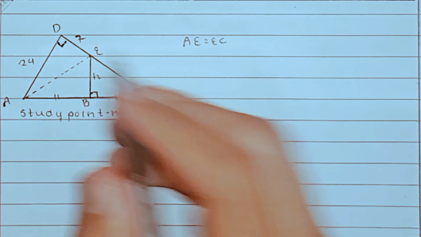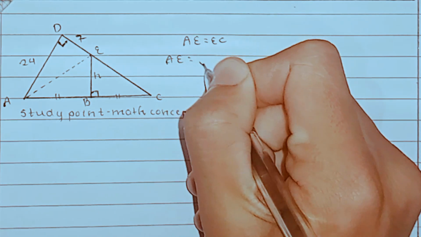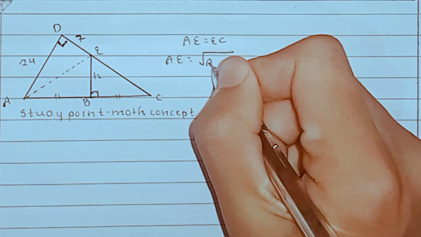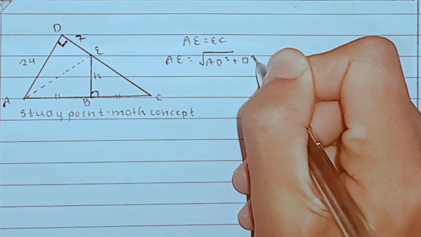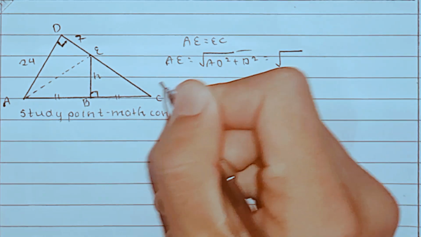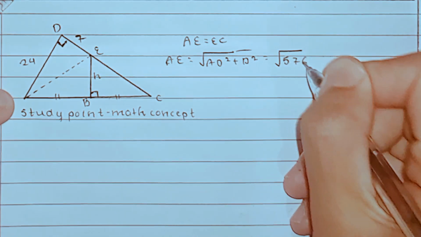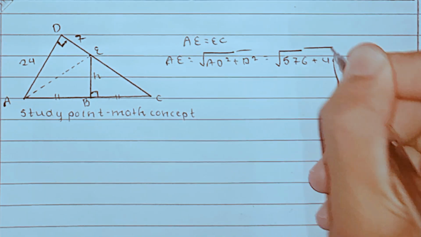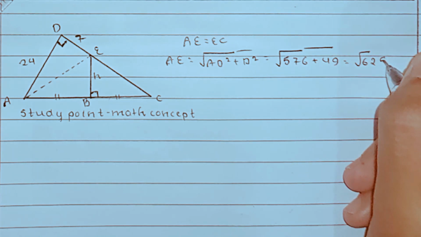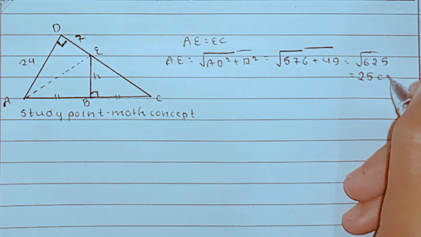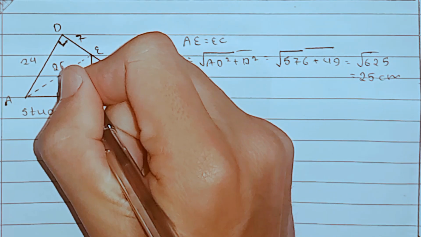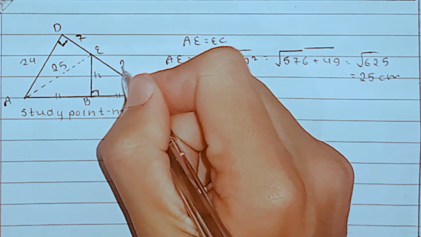In triangle ADE, AE will be equal to root of AD square plus DE square using the Pythagoras theorem. So 24 square will be 576 and 7 square will be 49. So we will get root of 625, that is 25 centimeters. So AE is equal to 25 centimeters and EC will also be equal to 25 centimeters.